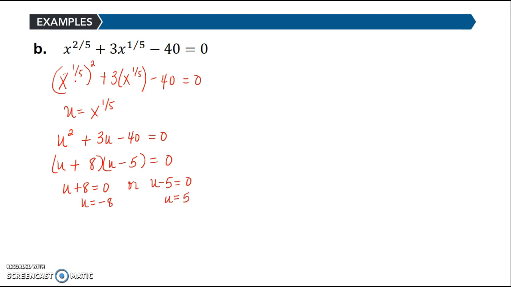But now in place of u, that really is x to the 1/5 equals negative 8, x to the 1/5 equals 5. So to solve for x, I have to raise each side to the power of 5 to get negative 8 to the 5, or 5 to the 5.